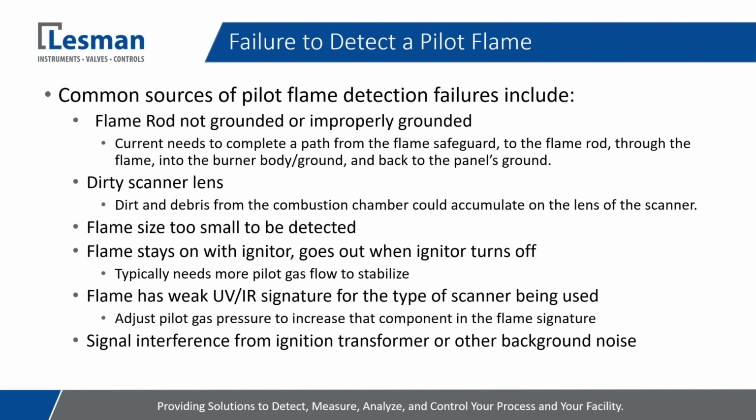So now we've got our flame present, but the flame safeguard is not detecting the presence of the flame. So some of these common sources of failure to detect is that the flame rod is not properly grounded or improperly grounded. Again, thinking about the flame rod, it needs to have that path to ground. So if you got the flame and it's present, but you're not seeing the signal back at the flame safeguard, you may have a grounding issue.